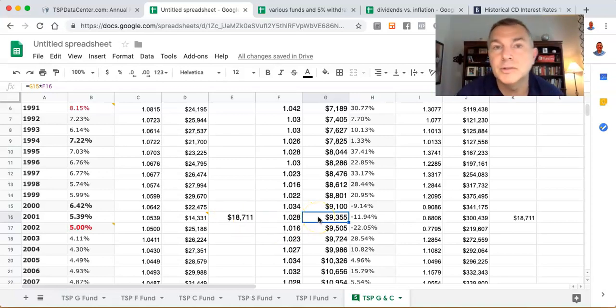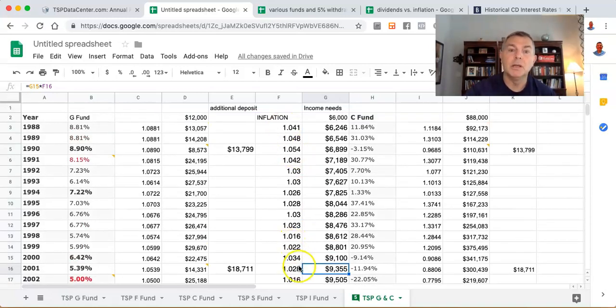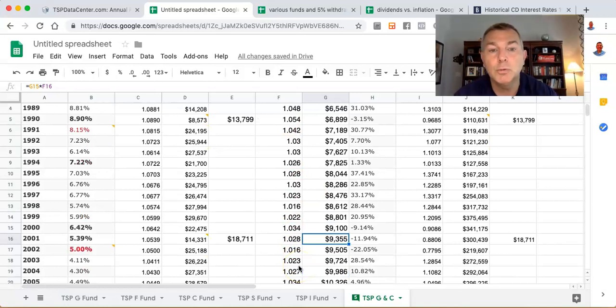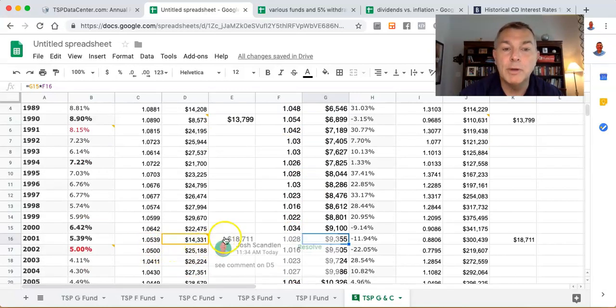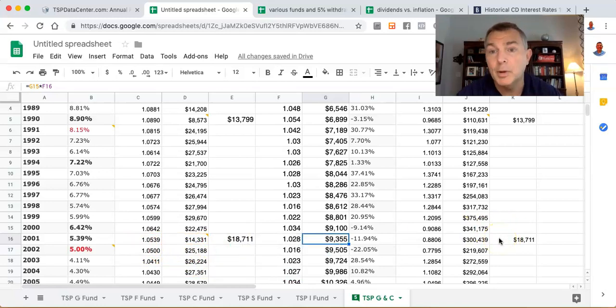And again, how do we get $18,711? We take that year's expenses, adjusted with inflation, times 2. Again, we started with 6% in the first year, and we're adjusting with real live inflation. I probably didn't focus enough on the inflation, but in this case, inflation was 2.8, the next year is 1.6. And then we have to take that 18,711 out of the second bucket.